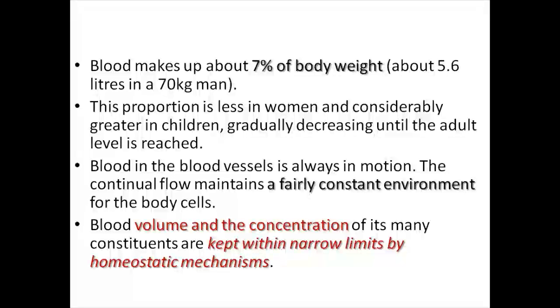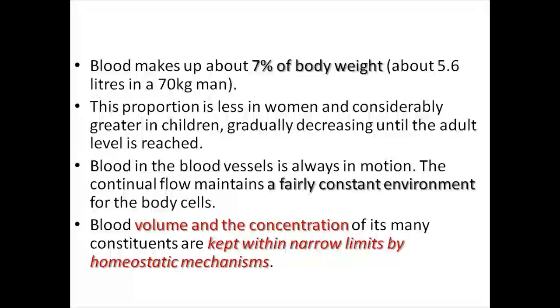For instance, nutrients, oxygen, hormones, and so on, all of which are required to be transported from one part of the body to another through blood. So by its locomotive state, or its motive state, the fairly constant or almost constant environment that the body cells require is achieved.